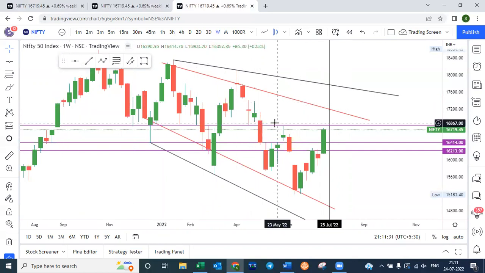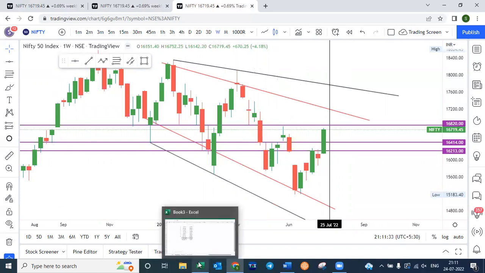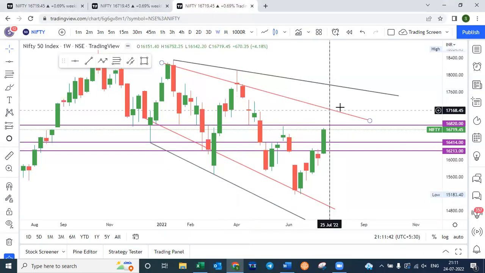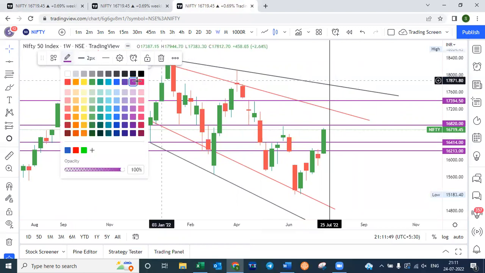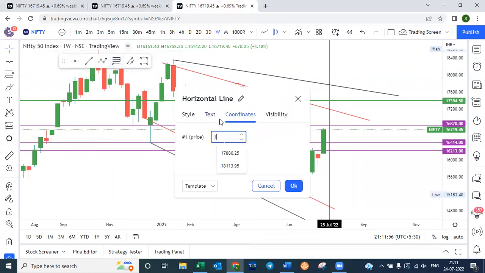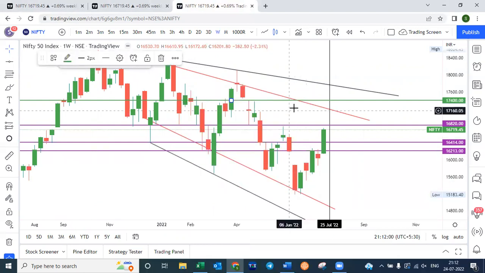Now I have plotted this for the benefit of all of you. So there are 11 candles and I plotted all of them and the average came to 17,400. So this is my target on the upside. I'll put this in green because upside is always green. And here I'm looking for 17,400. So on the upside, I'm looking for 17,400.